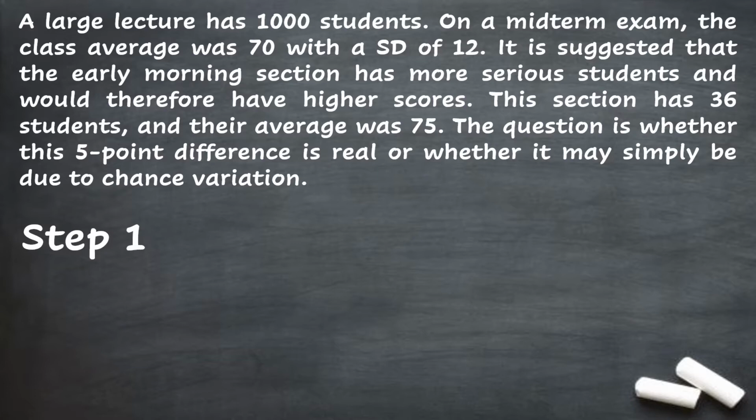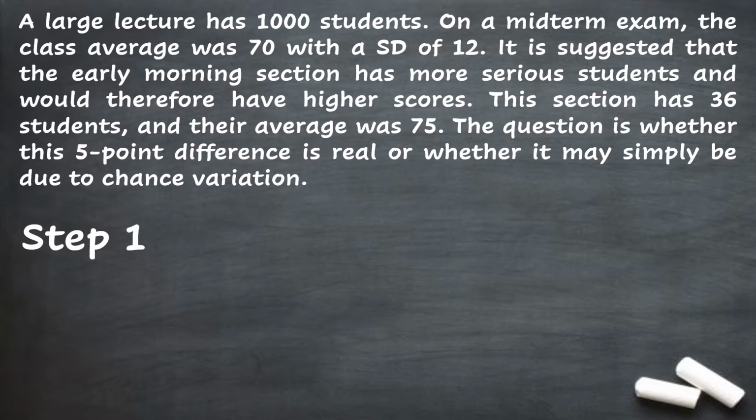So in the first sentence, we have a large lecture has 1,000 students, then followed by on a midterm exam, the class average was 70 with a standard deviation of 12. So in this given problem, we're talking about the class average, and the large lecture having 1,000 students has nothing to do with the problem. So meaning to say, we ignore the first sentence although it has a numerical value since it's just added information and that information does not contribute anything to this word problem.